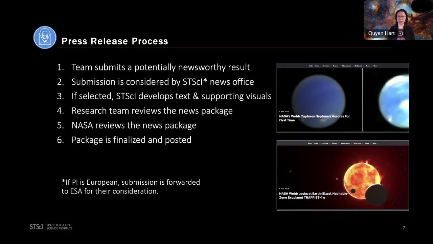So the process here is doing that submission, then it's considered by the news office. If it's selected, then the team will develop all the text and the supporting visuals, reviews that, goes through the NASA review process, and then it's finalized and posted. If the PI is European, then it'll be forwarded to ESA for consideration first.